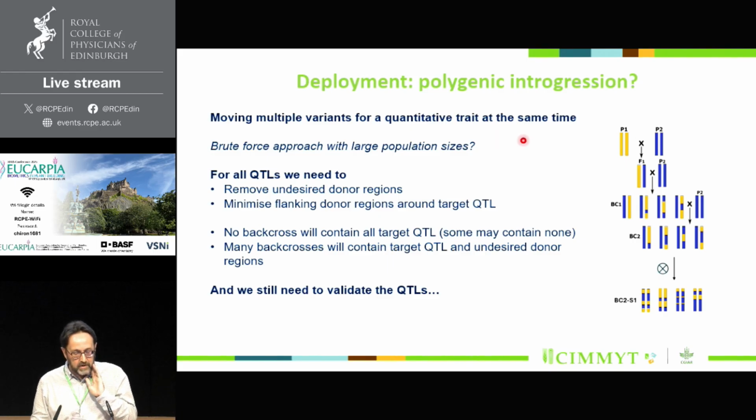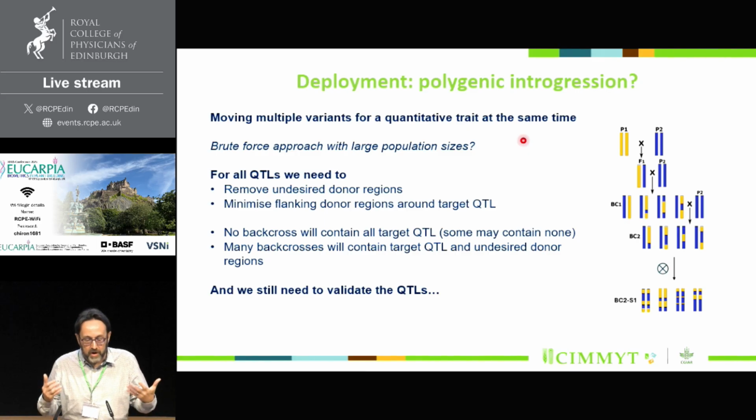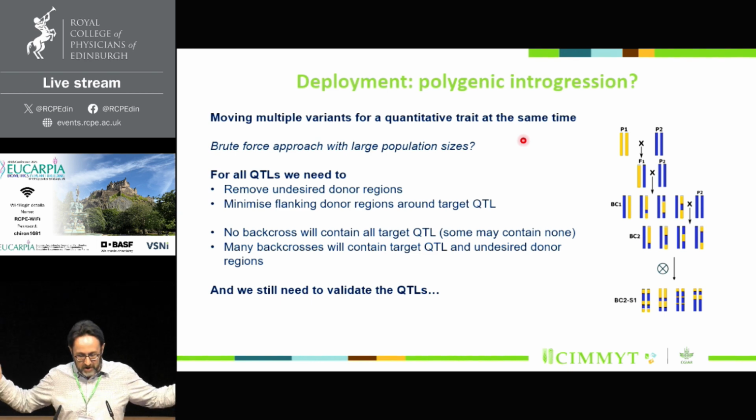So this is the challenge. Can we move multiple variants for a quantitative trait at the same time into elite material, validating as we go? Just first of all, would a brute force approach work? Basically, we make an enormous population and try to introgress everything at once.